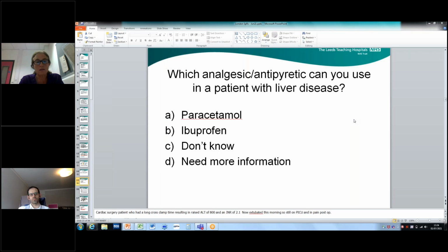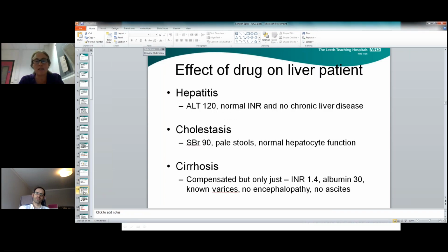But to unpick it a little bit, I'm going to imagine that we've got 3 different liver patients. So one with a mild hepatitis, ALT of about 120. So this could be something like a fatty liver, or it could be someone who's had a viral infection. They've got normal INR and no signs of chronic liver disease. In a cholestatic patient, we're going to pick one who's got a bilirubin of 90. They've got pale stools, but their LFTs are otherwise normal.